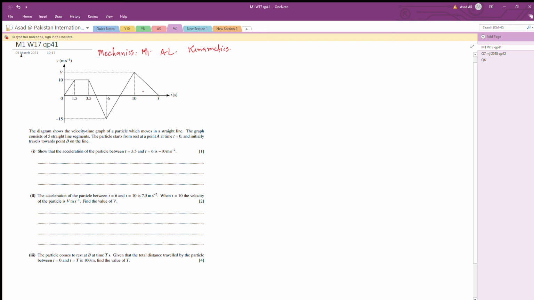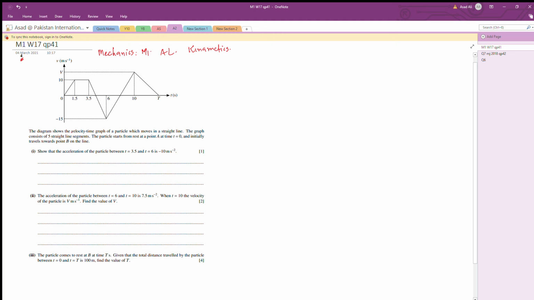The first question I'm doing is winter 17 paper 41, question number 4. The diagram and the statement are given to us here. To do these questions, it's better to first understand the theory, and after theory, using the proper rules and reading the statement properly, it will be easy for you to solve them. There are three parts in this question.